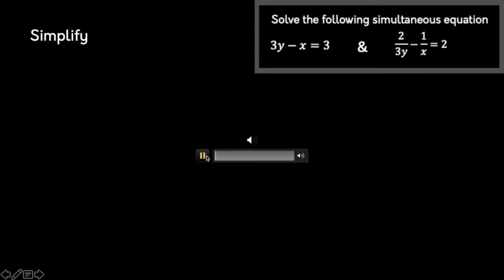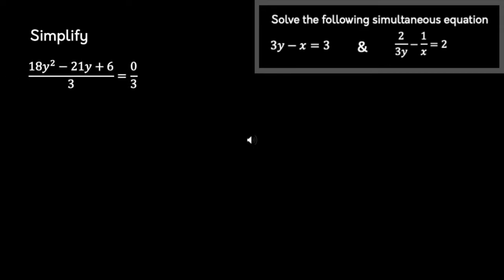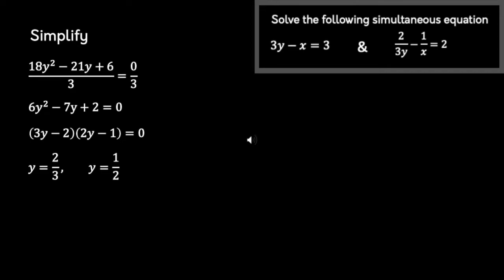After we got the equation, we need to simplify it. Simply divide by 3 on both sides, and we get 6y squared minus 7y plus 2 equals 0. Then factorize, and we get 3y minus 2 times 2y minus 1 equals 0. After we factorize, we get the values of y: y equals 2 over 3 and y equals 1 over 2. Then substitute the values of y into equation 3.